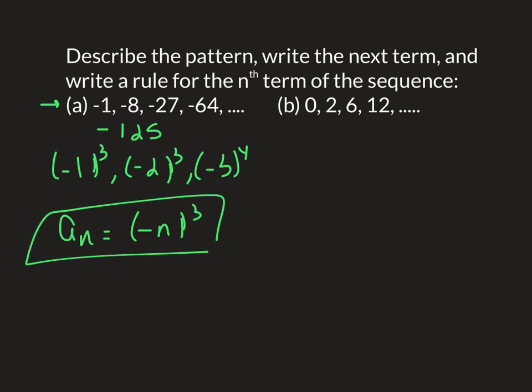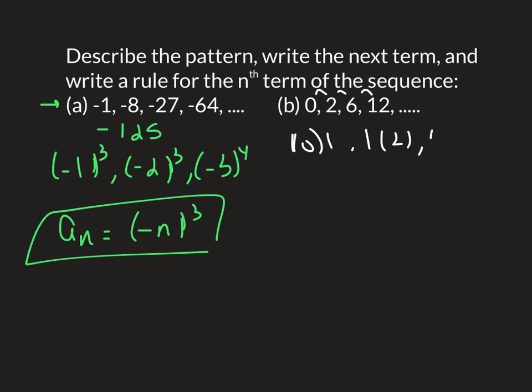Basically what's happening is that here they added 2, here they added 4, they added 6. So they're increasing what they're adding every time. That's one way to see it. The other way I see it is like this. The first term is really 0 times 1. The second term is 1 times 2.